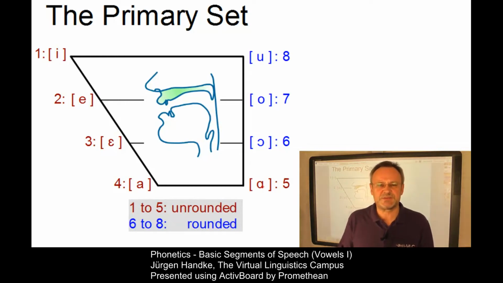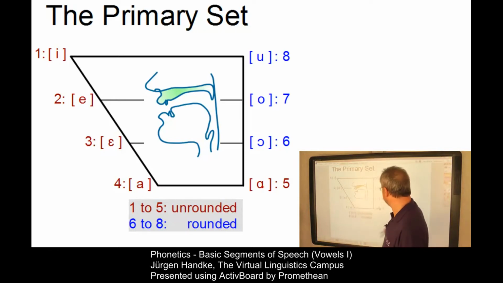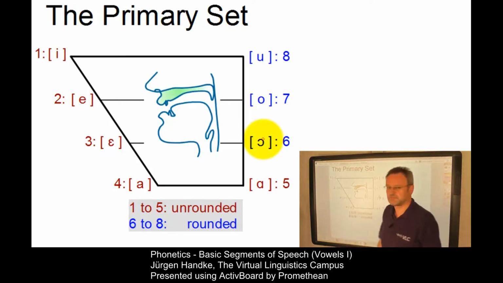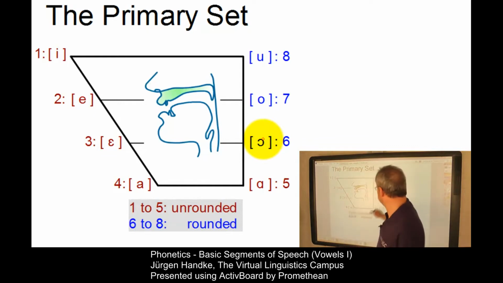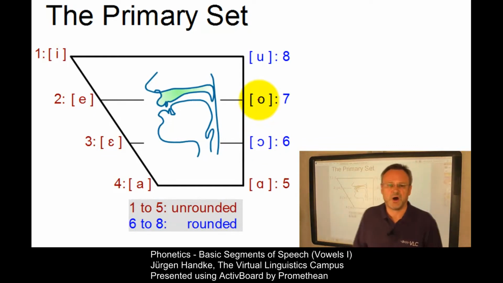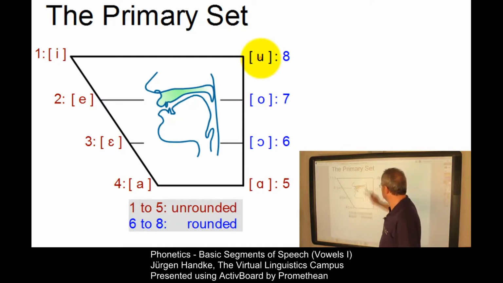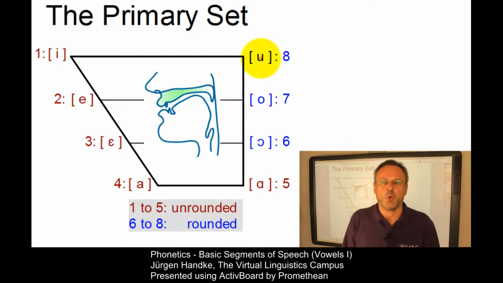Now cardinals number 6 to 8 are produced with rounded lips. Here they are. O, O, U.